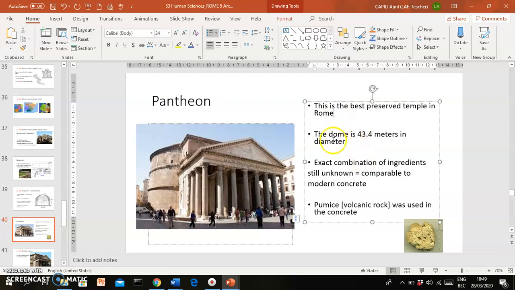As you can see, the dome is quite wide. It's 43.4 meters in diameter. We don't exactly know all the ingredients that went into the material that was used to build this. We know that they used concrete, cement. We also know that they used pumice or volcanic rock, turned to ash. That was mixed in with the concrete, but the other ingredients we don't know.